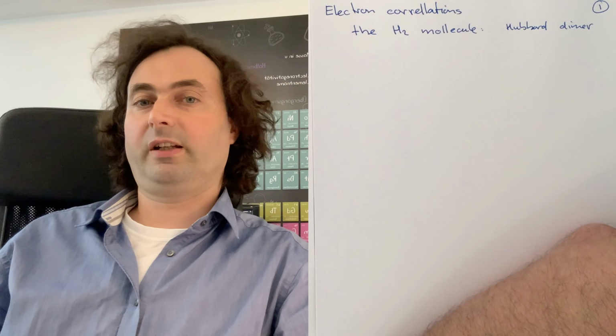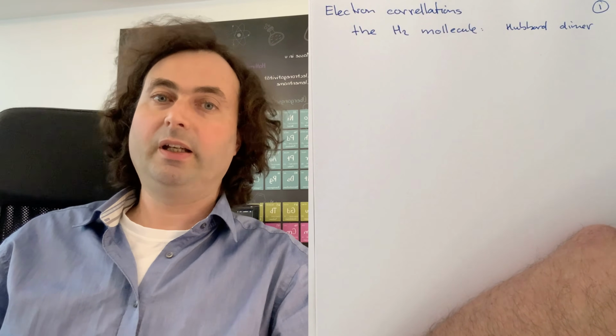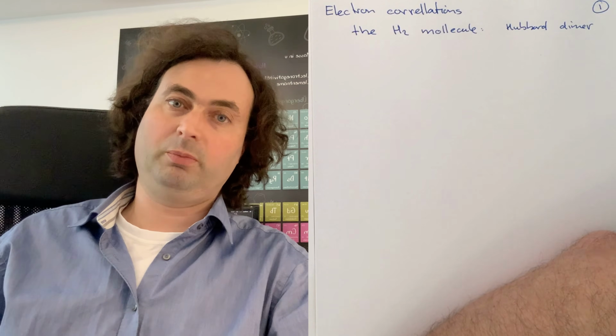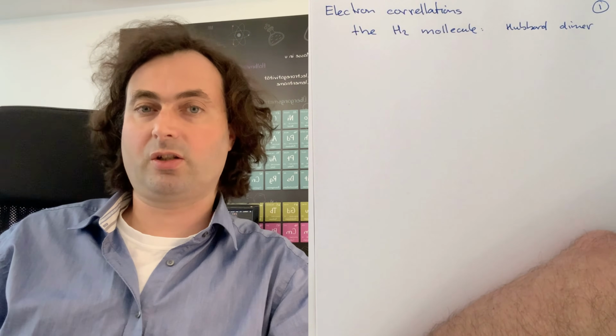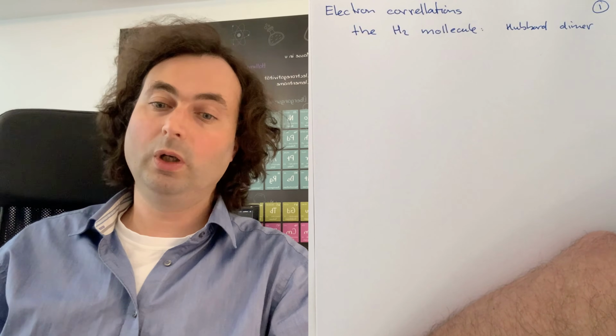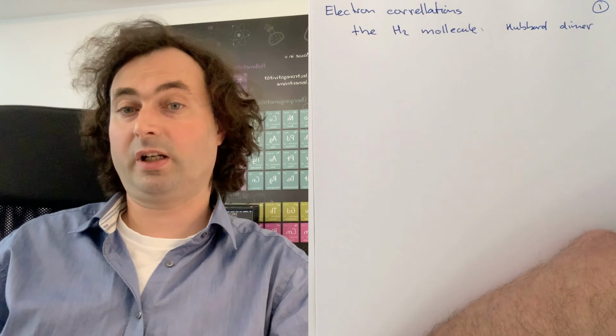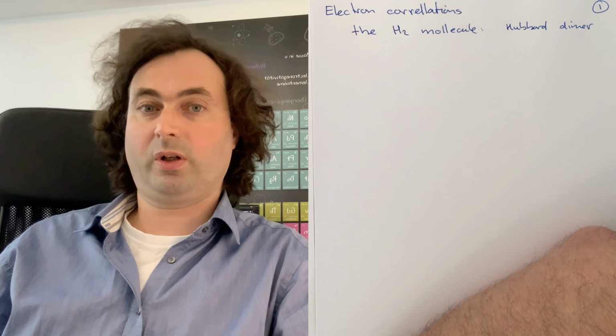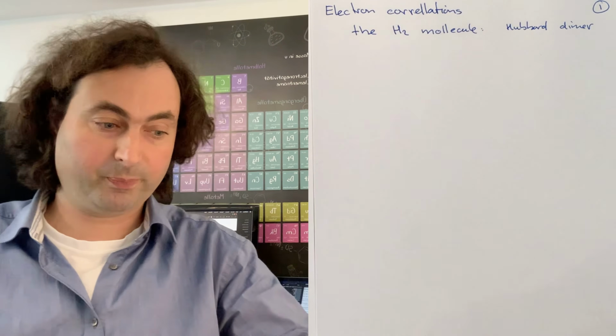Welcome to the next lecture in the series on condensed matter theory. In this video I want to talk about the electron correlations and show what electron correlations do by the example of the hydrogen molecule, or as you can also call it, a Hubbard dimer.